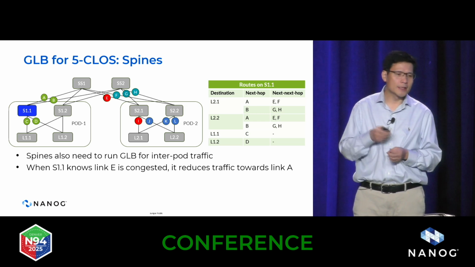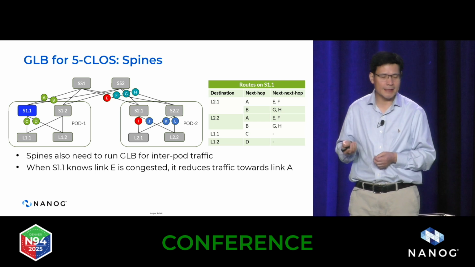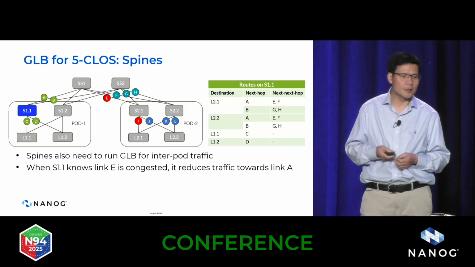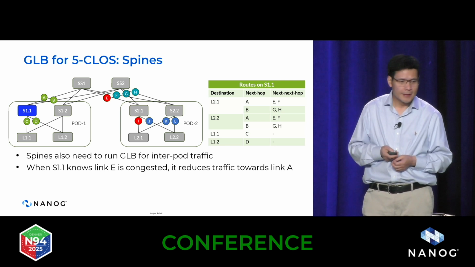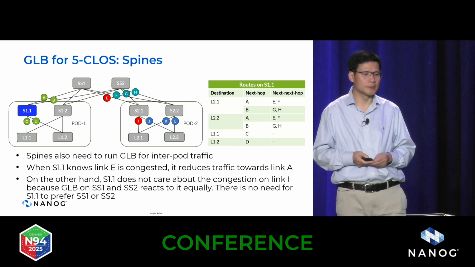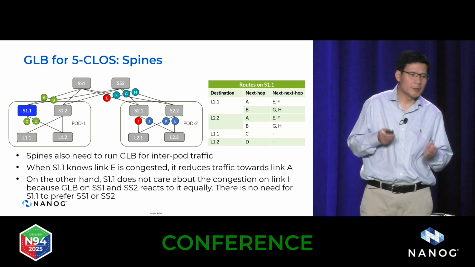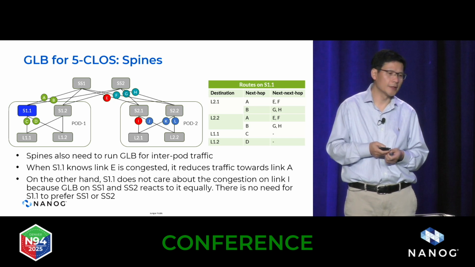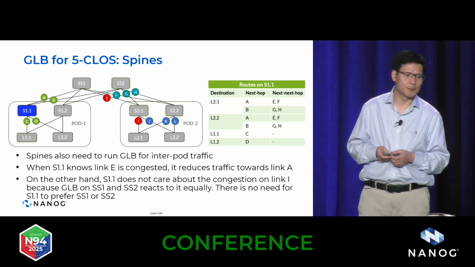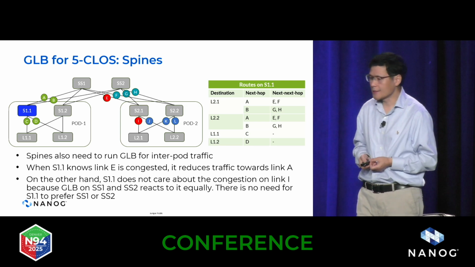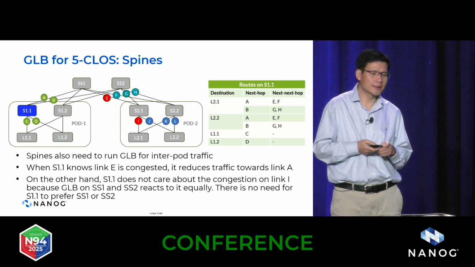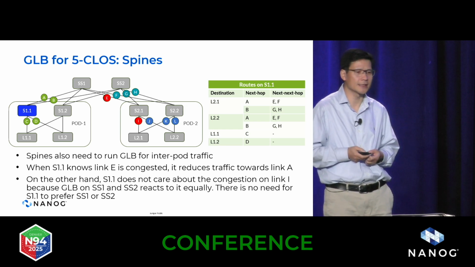Similarly, if link I, which is more than 2 hops away from spine S1.1, is congested, S1.1 does not have to take any action. The reason is because global load balancing is also run on those super spines SS1 and SS2. So in this case, since link I is the next hop of super spines SS1 and SS2, both super spines will try to mitigate the congestion of link I by offloading the traffic from spine S2.1 and spine S2.2 towards spine S2.2. And also because both super spines are reacting to the congestion of link I equally, spine S1.1 does not have to take any extra action for this link I congestion.